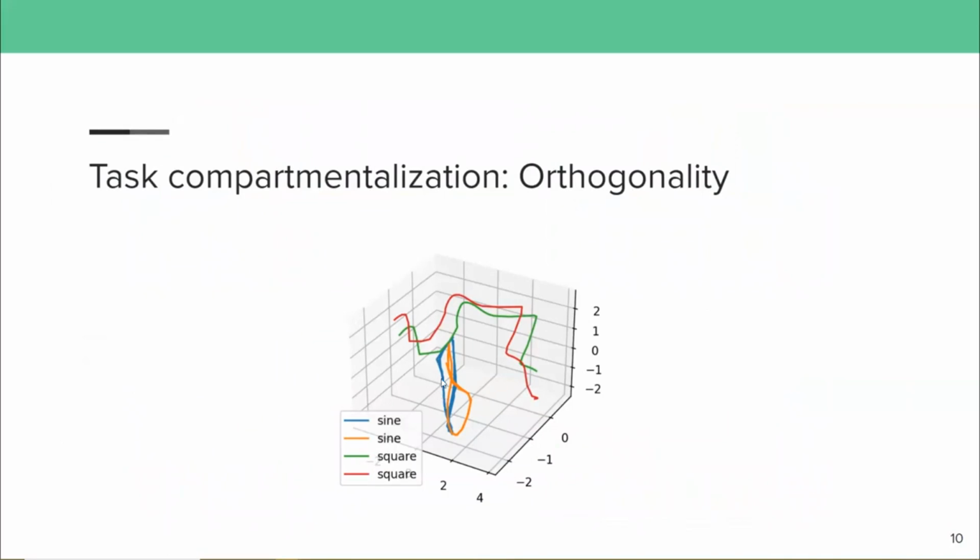Again, here we can see that the neural trajectories are relatively orthogonal to each other. The sine trajectories move mainly in an up and down direction, whereas the square trajectories move mainly in a horizontal direction.